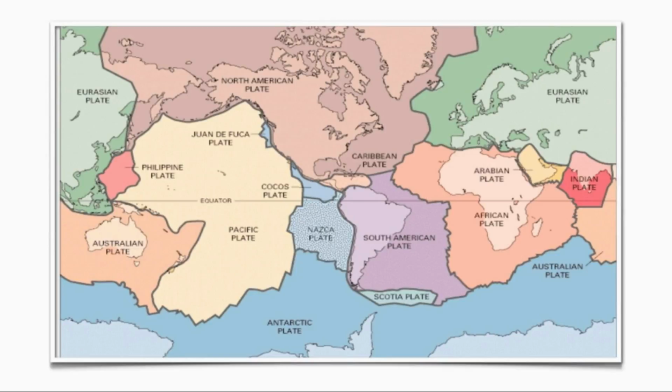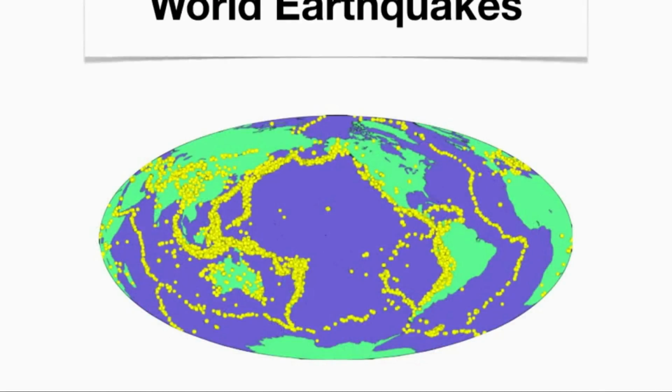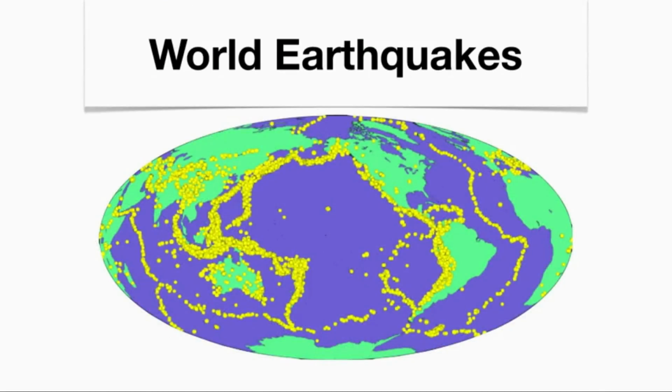So here's a map that shows you the major plates on the planet, and with each plate you're going to get different interaction, whether crashing together, pulling apart, or sliding side by side. Now your world earthquakes are going to occur along those plate boundaries, and usually along those plate boundaries you'll get what are called fault lines.